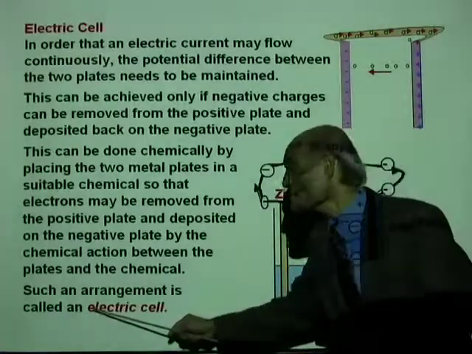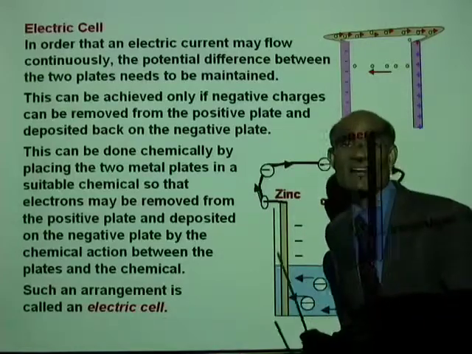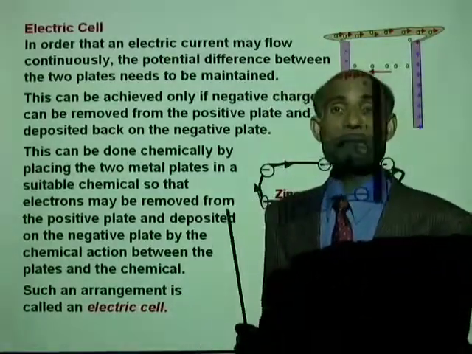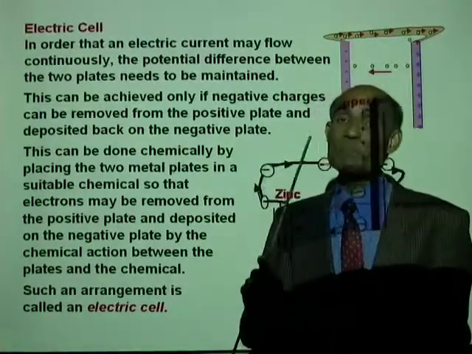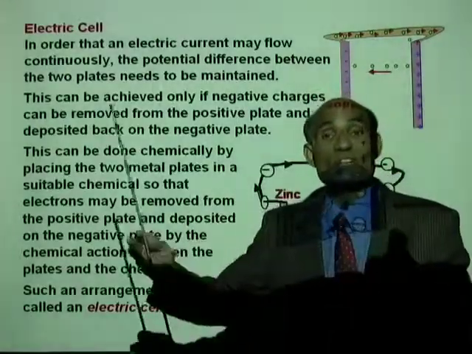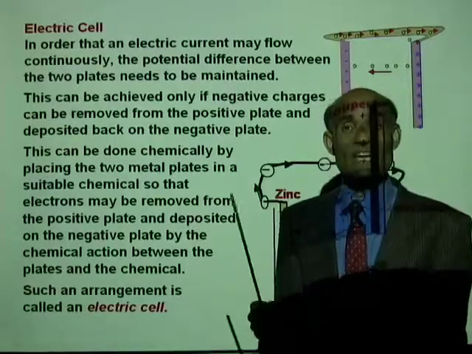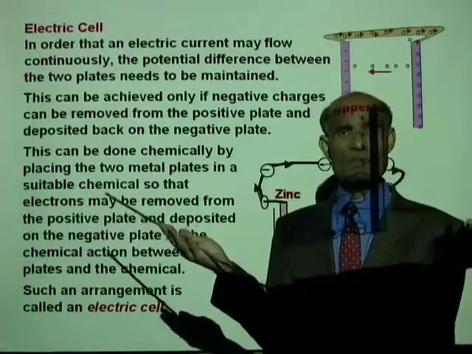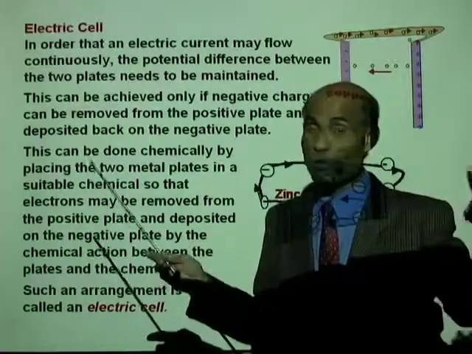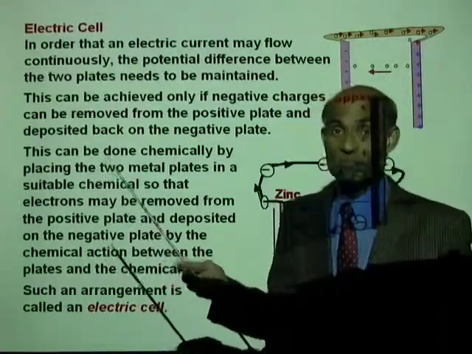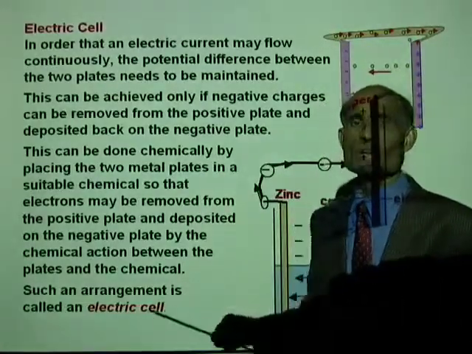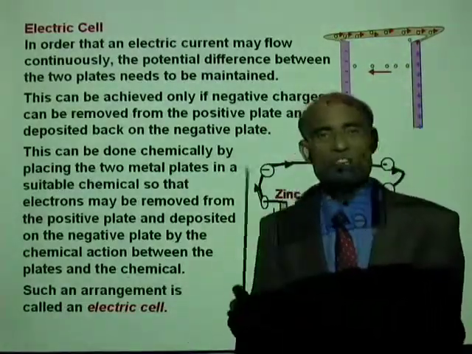Now, such an arrangement is called an electric cell, which very often people call a battery. Now remember, a battery is a collection of cells. In fact, a collection of anything can be called a battery. Is that right? Have you heard of a battery of soldiers? Yes. So battery is actually a wrongly used word. The electric cell is the correct word.